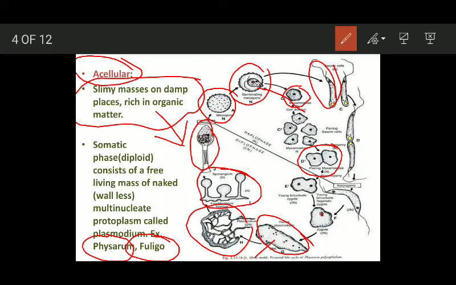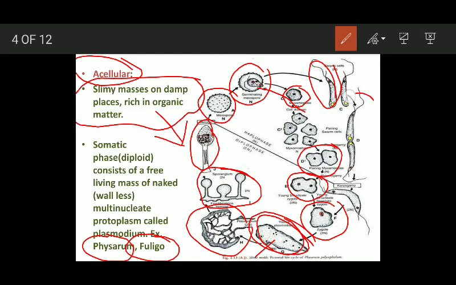plasmogamy. Plasmogamy means two myxamoebae fuse, and their contents mix. First of all their cytoplasms mix, then after the mixing of cytoplasm, the nuclei of these cells fuse, and this results in the formation of a diploid zygote. This zygote will later on give rise to the plasmodium. And same is the case with these swarm cells.